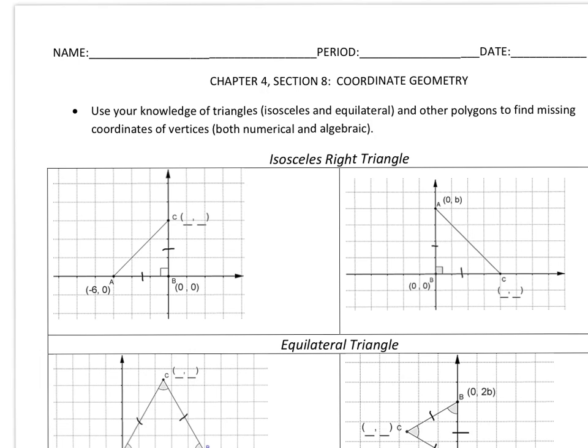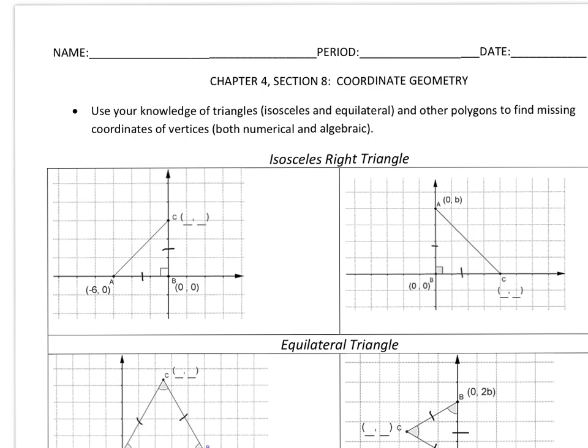Hi everyone, we are skipping Chapter 4, Section 7, which is on congruent triangle transformations. I'm deciding to do that since we're going to do an entire unit on transformations. So we're going to finish up with this last section, and it's called coordinate geometry, specifically coordinate triangle geometry.